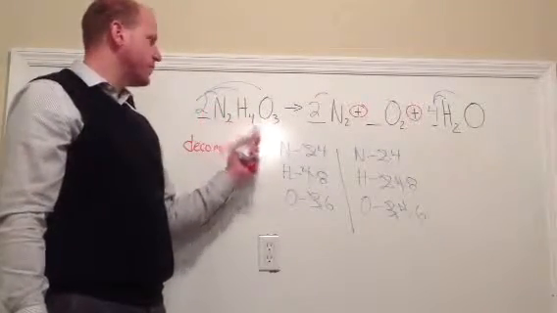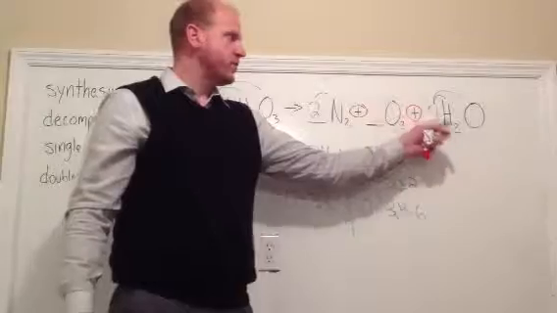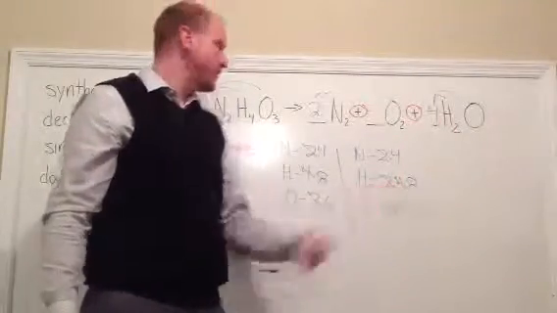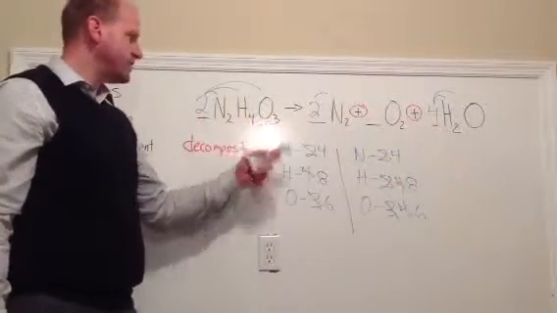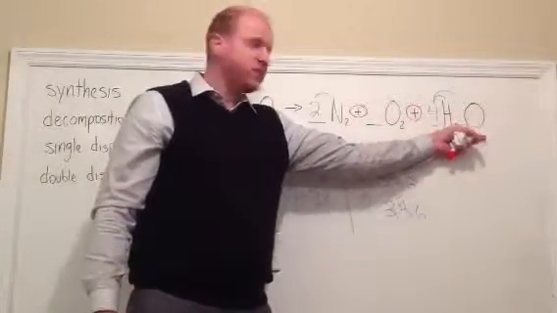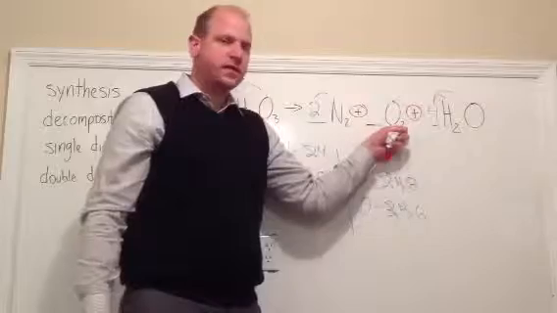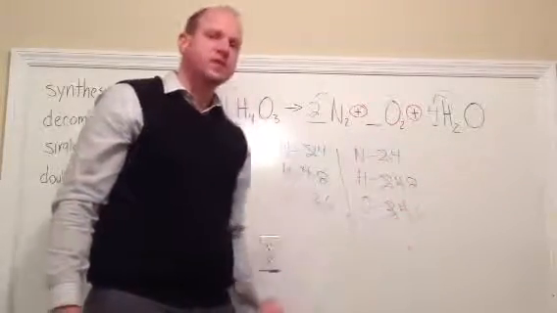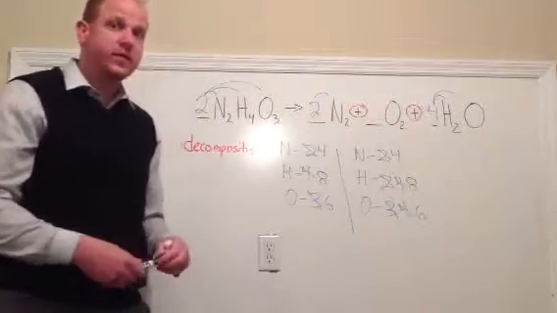Hydrogen, 2 times 4 gives me 8 hydrogen. 4 times 2 gives me 8 hydrogen. So those are balanced. 2 times 3 gives me 6 oxygen. 4 times 1 gives me 4 oxygen plus these 2 oxygen, giving me a total of 6 oxygen. Therefore, this equation is balanced.